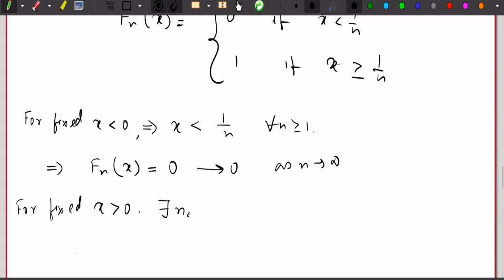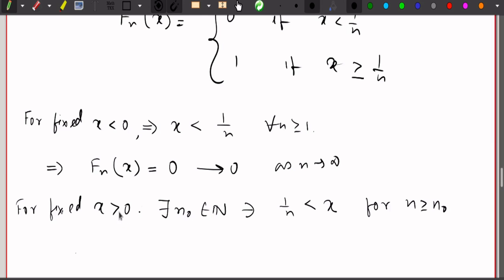Here exists an n naught, which obviously belongs to the set of natural numbers, such that 1 by n is smaller than x for n greater than or equal to n naught. So whatever x greater than 0 I take, I can find n large enough such that 1 by n is less than x. That is basically the main thing.